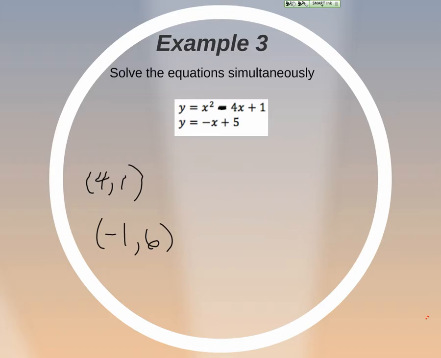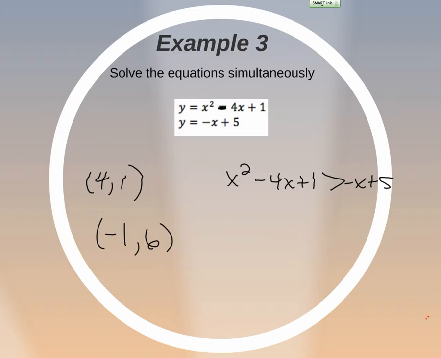So then what if you had something that looks like this? What if you had to figure out when x squared minus 4x plus 1 is greater than -x plus 5? What would you do if you saw that? Any ideas? And it's okay if you don't know. Really, the only thing we can do there is use a graph and take a look at it.